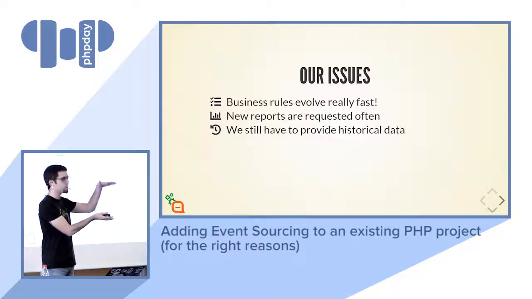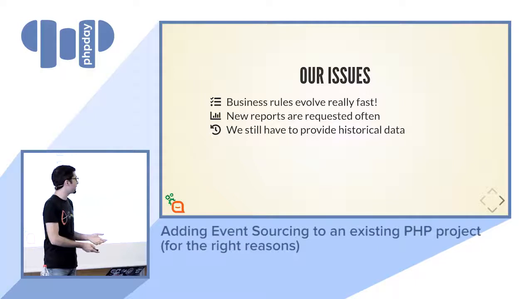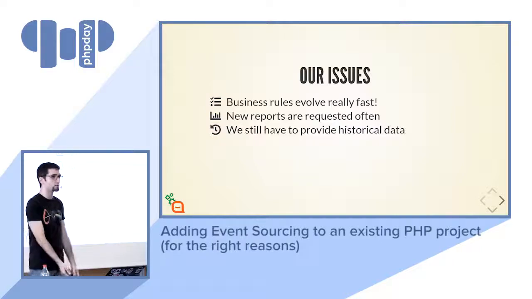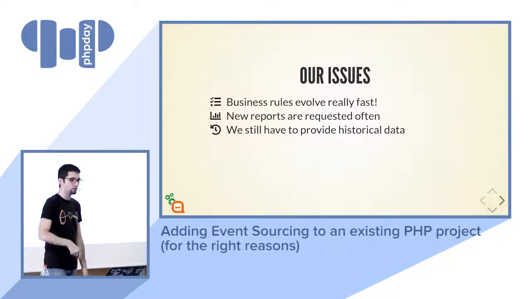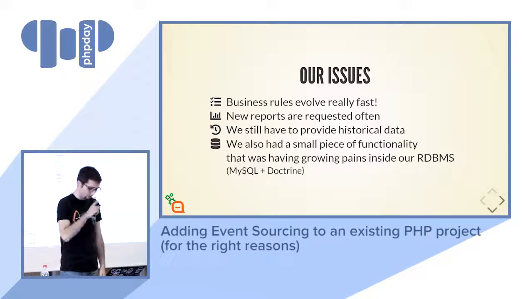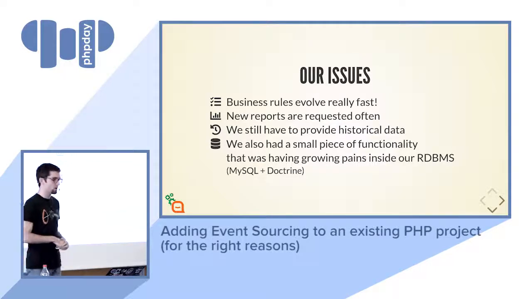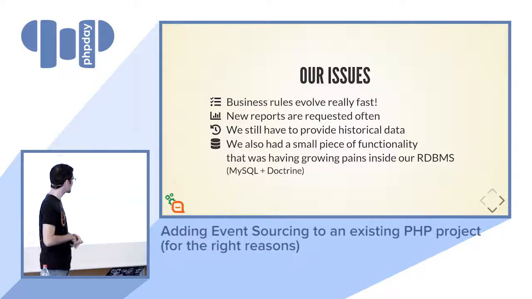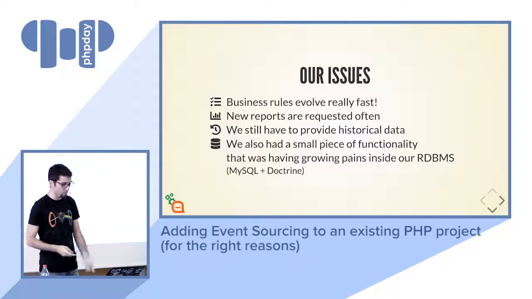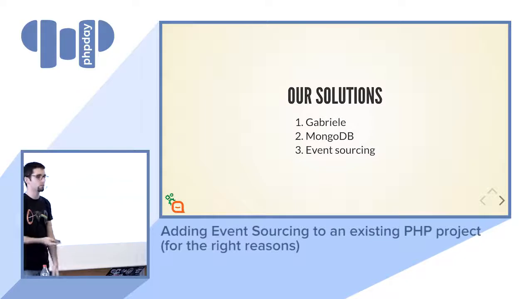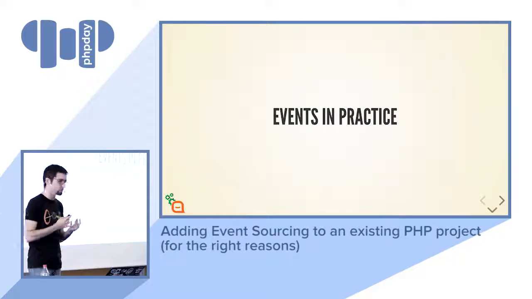So we had these big SQL queries that were basically dead weight. Every time that we needed to develop a new feature, if we had an SQL query on those tables, that was an issue. That was something that we couldn't change, or we were forced to change it without making the behavior change. Also, we had a small piece of functionality that we knew we had to migrate out of our relational database, basically MySQL plus Doctrine, because it was having too much Doctrine hierarchy in there. So basically, we knew that we needed to call for help, add MongoDB to our tech stack, and start doing event sourcing. So let's dive into the practice of that.